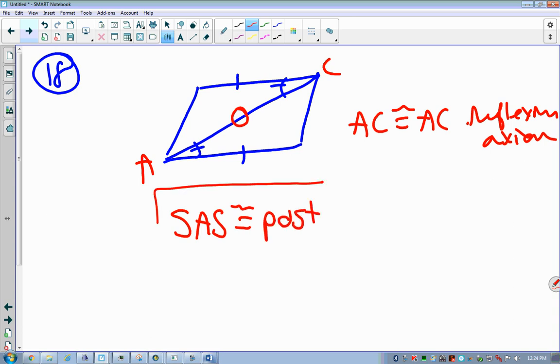That's all it needs. It just needs to know the congruency postulate, but you need to know that segment AC is congruent to segment AC through the reflexive axiom in order to know that it's the side angle side congruency postulate. Okay? All right. If I count up, 1, 2, 3, 4, 5, 6, 7, 8, 9, 10, 11, 12, 13, 14, 15, 16.